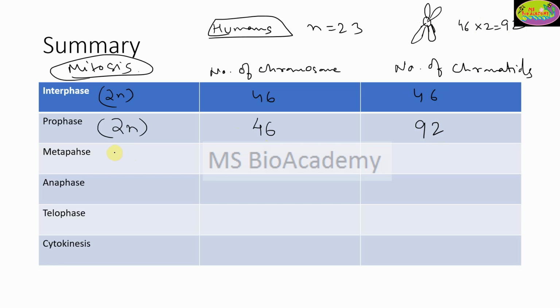46 chromosomes will be present. Then in metaphase also there will be a diploid set only. Here again the chromosome number will be 46 only, because they are just arranged on the metaphase plate. In the metaphase stage nothing will change. So 92 chromatids only. In the anaphase stage, the chromosome number gets doubled. So it becomes 2 multiplied by 2n, meaning 4n here. That means 92 chromosomes will be present.